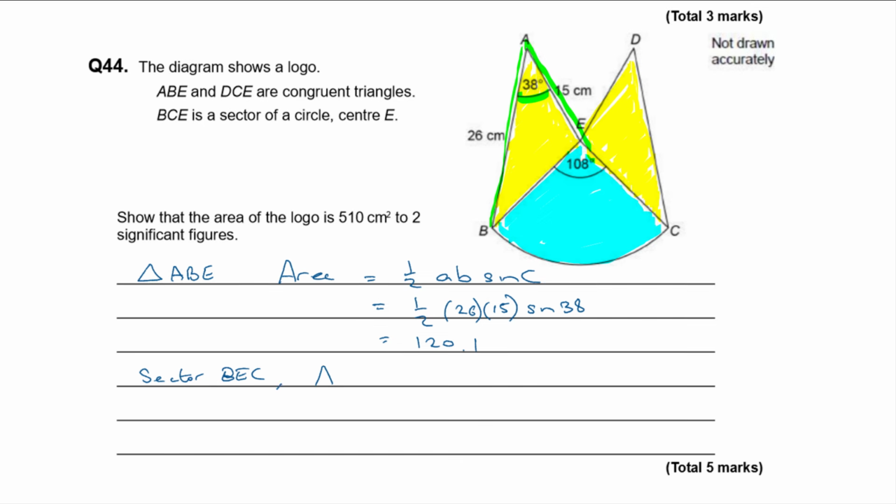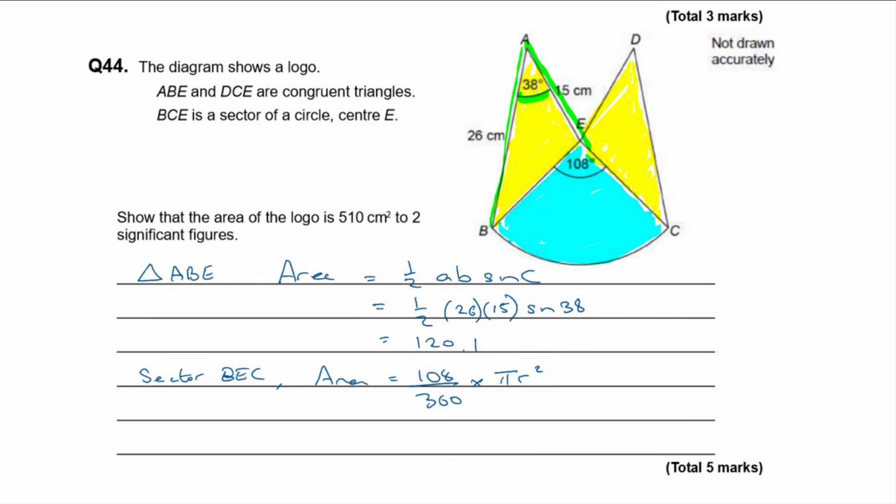BEC, and that has an area. How do we find the area of a sector? It's the angle at the center, 108 over 360, times the area formula of a circle, pi r squared. Now, what is the radius? Oh no, we don't have the radius. Okay, so we have a little bit more work to do first, because we need to find that radius before we can go on and find the area.